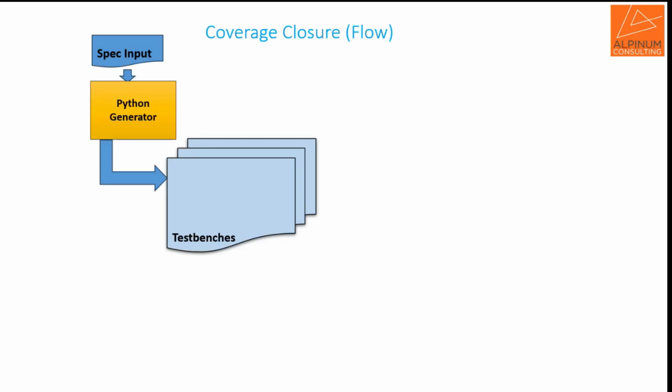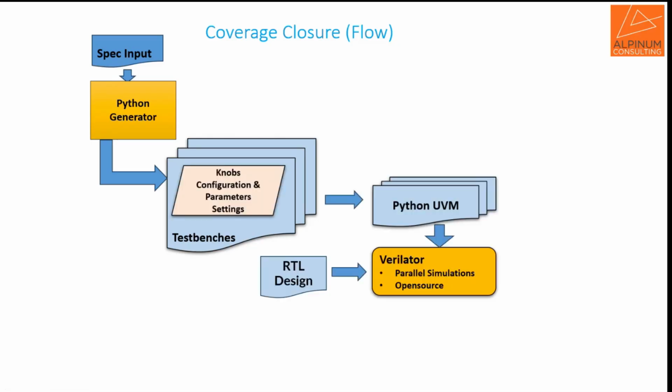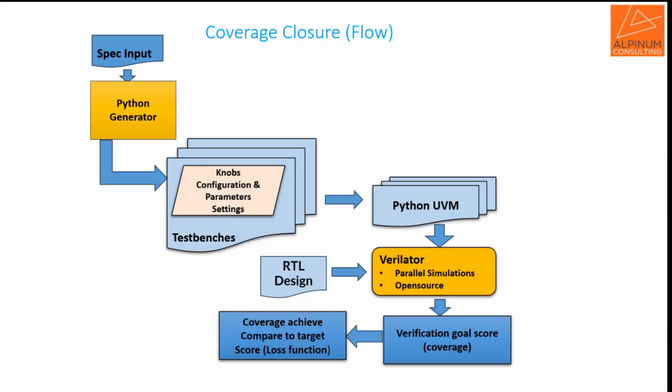This all starts with the specs input that we have. Then in our flow we have a Python generator that is going to create the test bench. Basically, this is a UVM test bench, and the detail for that I will present in the next few slides. Whenever we have the test bench, we have the RTL design, we simulate it, and then we get our verification goals.